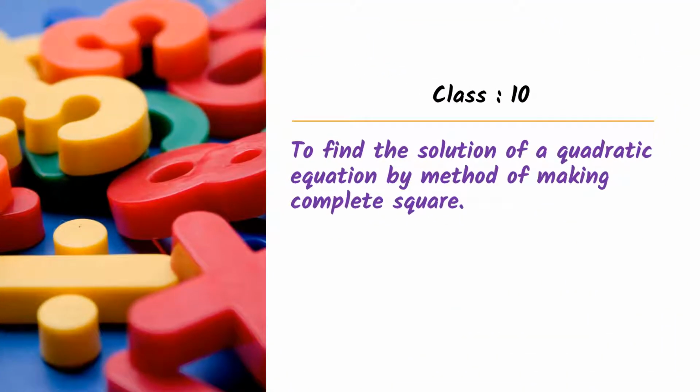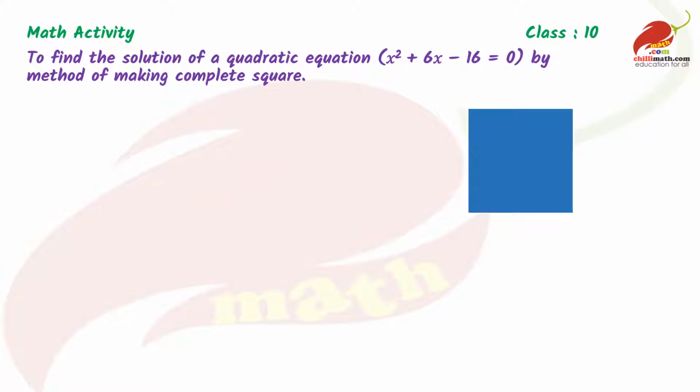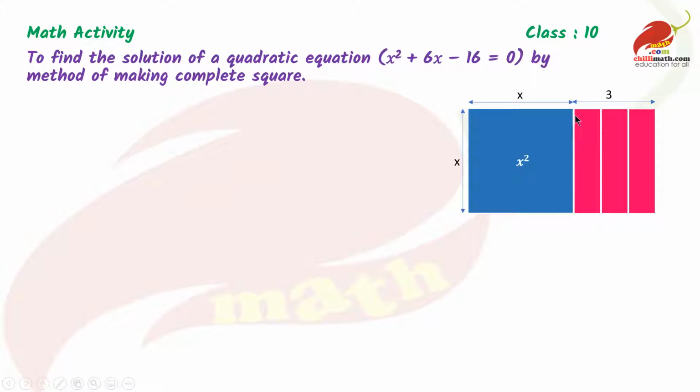First activity is to find the solution of a quadratic equation by method of making complete square. Let given equation is x square plus 6x minus 16 equal to 0. First of all, we'll cut a colored paper of dimension x by x, that is a square of side x. Then cut 3 strips of same color and add to the one side of the square of size 1 unit and x units. These are the rectangular strips.